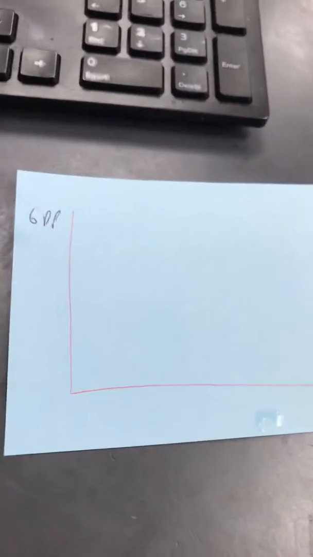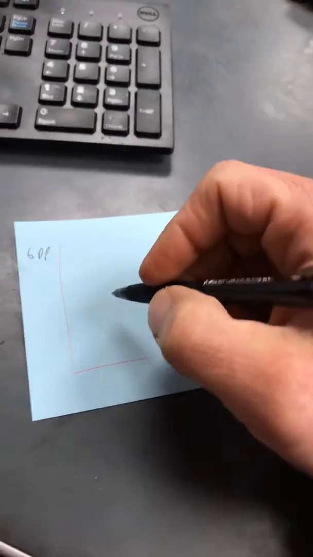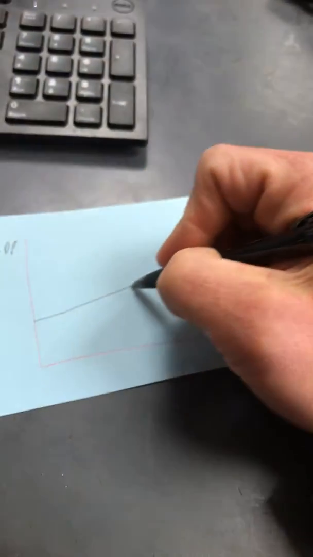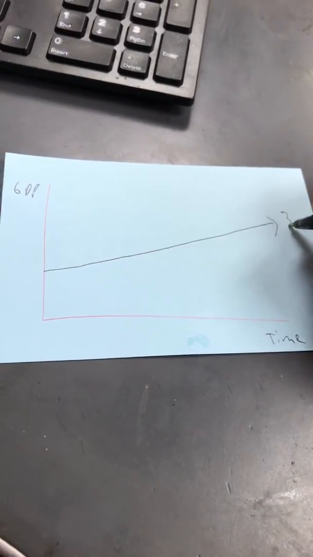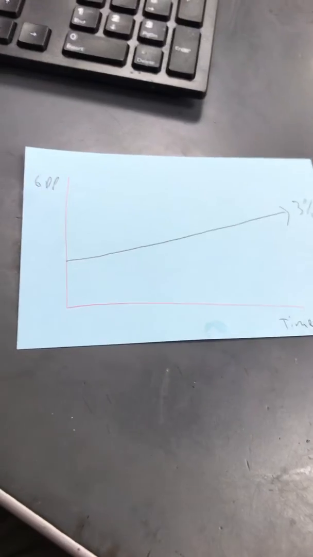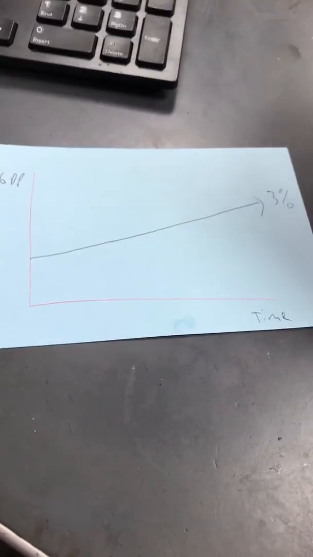The worksheet that you have has your vertical axis as GDP and your horizontal axis as time. Here's the concept we're working with: there's a general trend line that economies grow at. A country like the U.S. is going to grow at about 3%. We're going to talk about why that is the case later. But GDP is going to grow at about 3%.